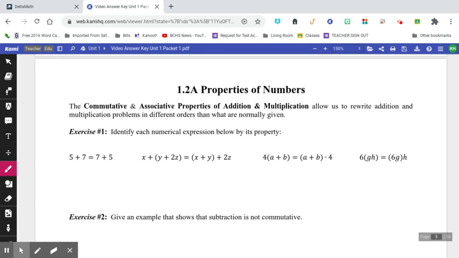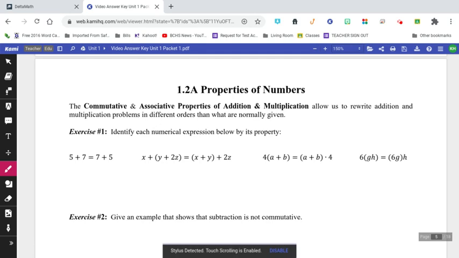And first, we're going to take a look at the commutative and associative properties of addition and multiplication. Basically, these properties allow us to rewrite addition and multiplication problems in different orders than what we are normally given. So, the first thing we're going to do here in exercise 1 is simply identify each numerical expression below by its property. So, this is a little bit of a review.